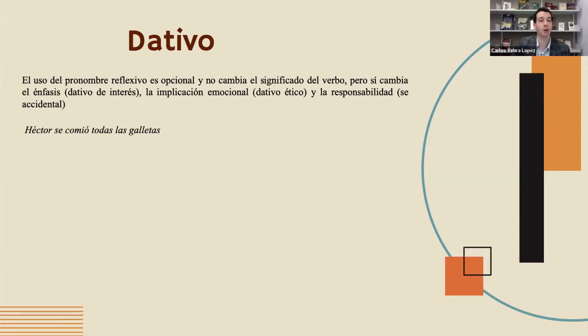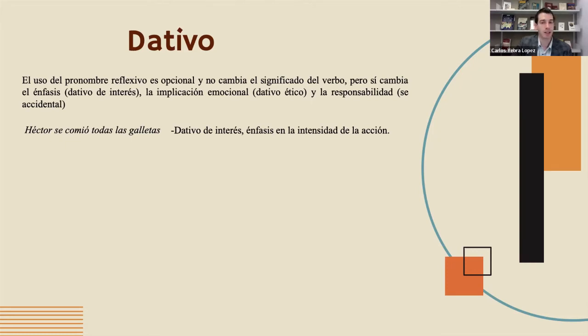If I say, Héctor se comió todas las galletas, I could have just said, Héctor comió todas las galletas, and that would have been perfectly grammatical. Now, what changes when I add se? Héctor se comió todas las galletas. It just emphasizes the fact that he did away with all the biscuits around there. So we emphasize the intensity of the action. He really ate all the biscuits by himself. Whereas if I say Héctor comió todas las galletas, there is no particular connotation in there. It just means he ate the biscuits.